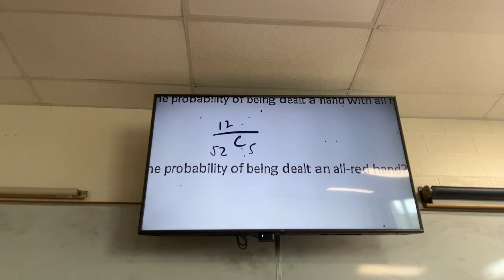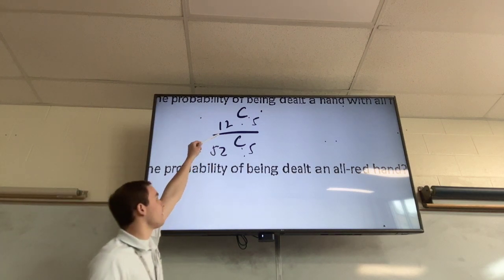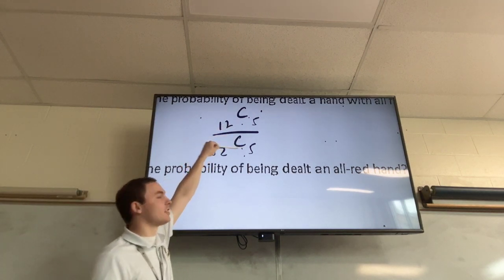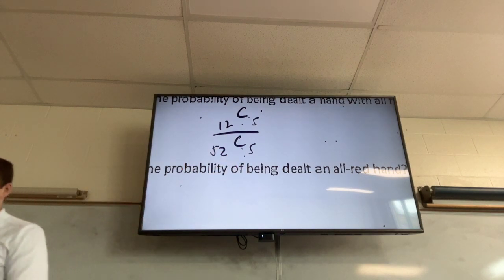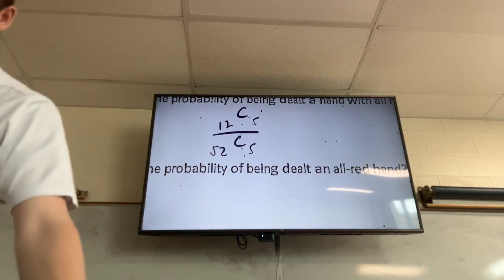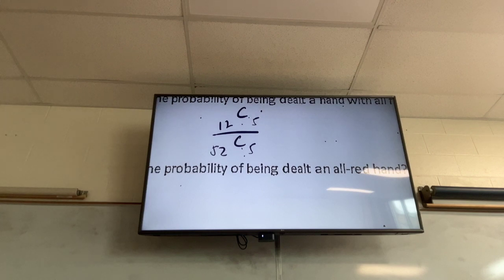This is 12 choose 5 then. Does that make sense? So the total number of face card hands possible divided by the total number of any hand. That's what I want you guys to follow here: number of successes over number of trials.